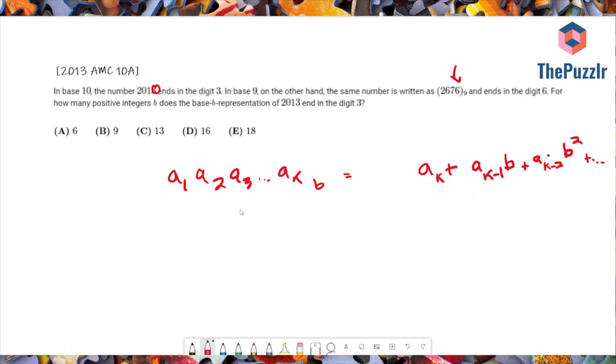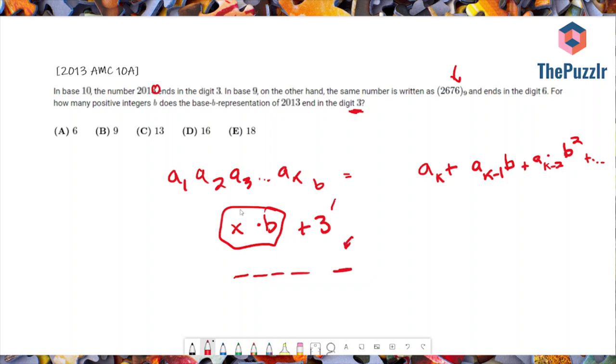So for 2013, when you convert it to base b, for it to end in the digit 3, it's going to be some number, let's call that some arbitrary number x, times b plus 3. So if 2013 is equal to x times b plus 3, then when you're writing it in base b, it's going to equal all the digits except for that last digit.